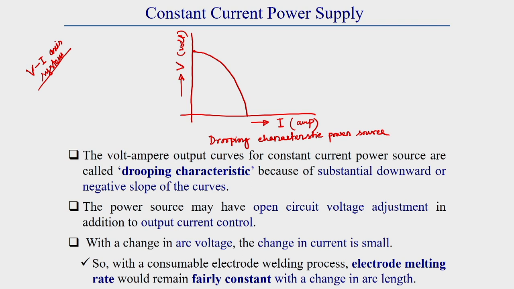Now, this curve has some interesting points. Generally, this point represents IS. That means when the voltage is 0, whatever the current is there, that is generally called IS. Here IS is generally represented as the short circuit current.